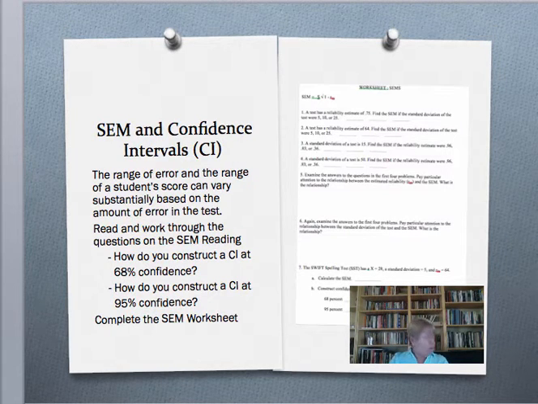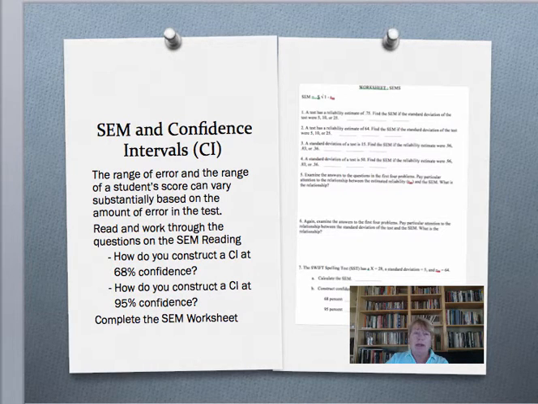So you have a worksheet called Worksheet 1, Standard Error of Measurement, and it gives you the formula at the top: the standard deviation times the square root of 1 minus the reliability coefficient. This particular worksheet shows you how the range of error can affect the range of a student's score based on the amount of error that's in the test.